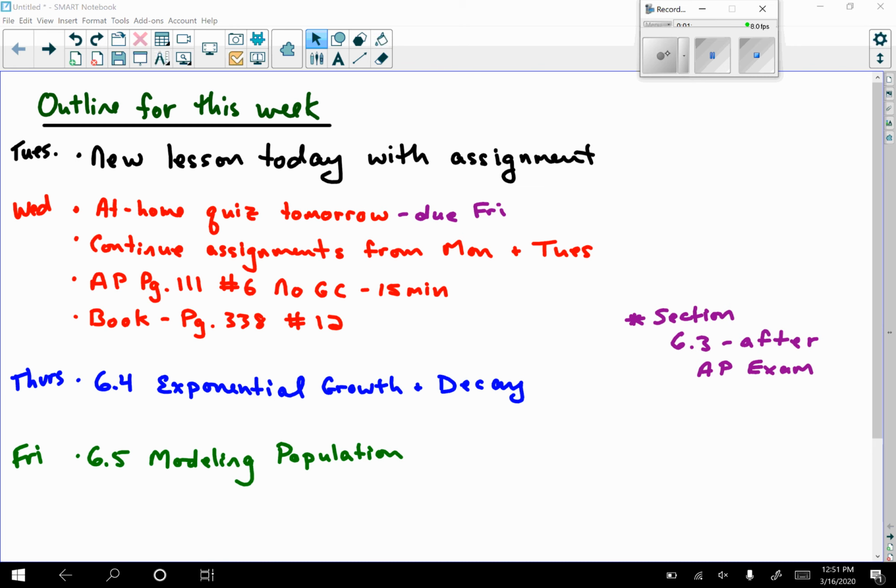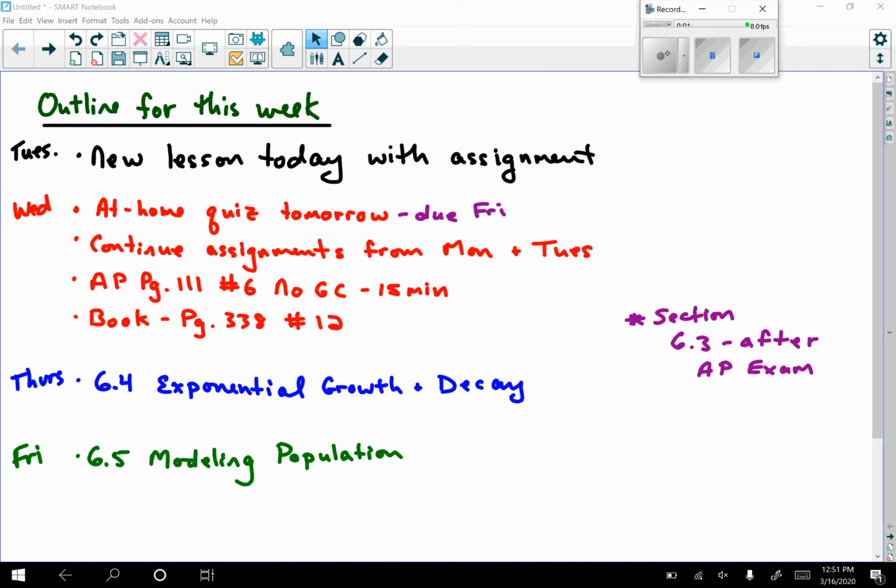Tomorrow's assignment I will have posted up there as well. It's right here, but I'll post it again. One problem out of the AP problems, free response question, page 11, number 6. No graphing calculator. Allow yourself 15 minutes to work on this. We will go over it sometime toward the end of the week. And then from the book, page 338, number 12.